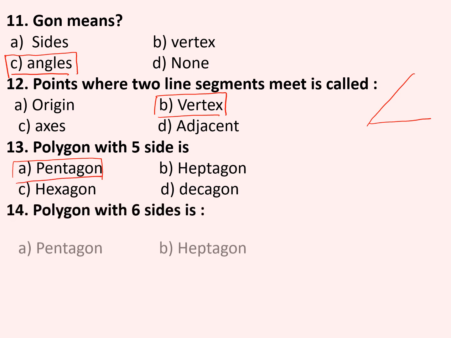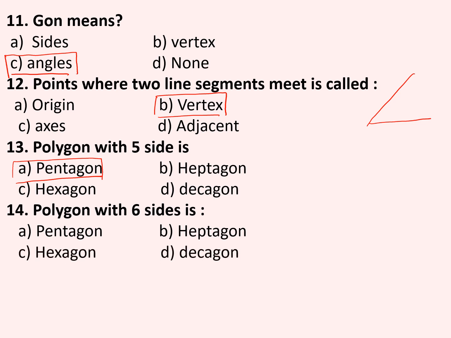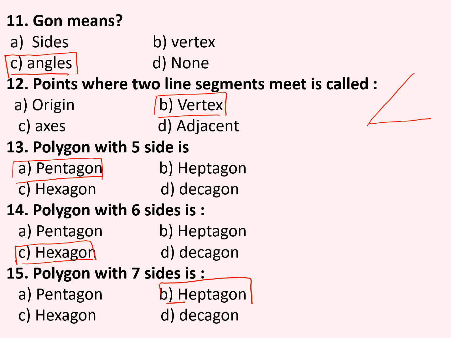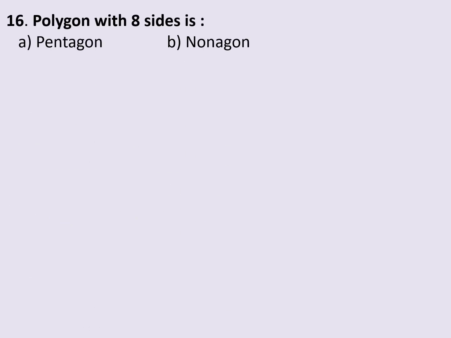Polygon with 6 sides. The polygon which has 6 sides is called the hexagon. Now moving to the next one. MCQ number 15. Polygon with 7 sides. So the polygon with 7 sides is called the heptagon. In MCQ number 15, option B will be the right option. Now moving to the next one, MCQ number 16. Polygon with 8 sides. With 8 sides, it's called the octagon. So C will be the right option here.